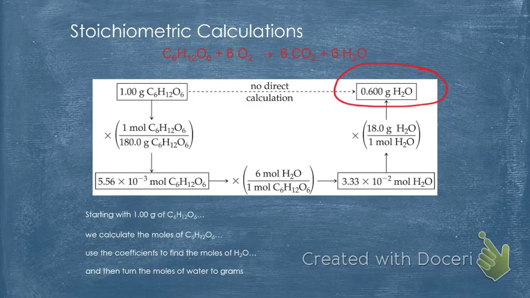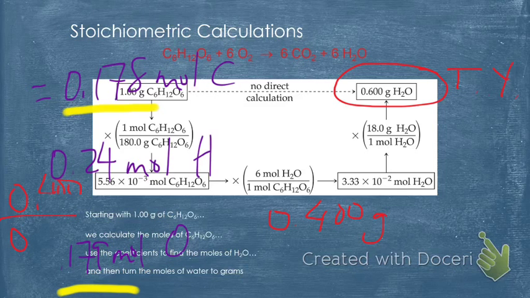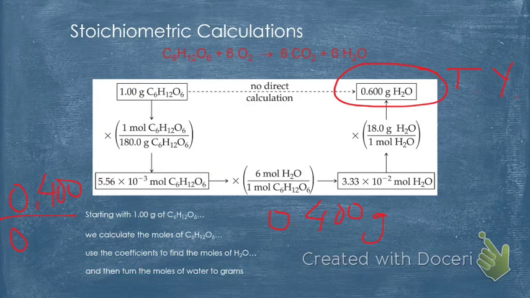If that's the theoretical yield, then what would be our percent yield if we only made 0.400 grams of water? So let's find the percent yield. This is the theoretical yield, which I'm just going to abbreviate as TY. To do that, we would take the actual yield, 0.400, divide it by the theoretical yield, 0.600, and multiply by 100.